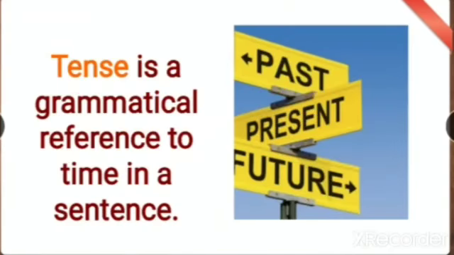Let's go to the definition of the word tense. Tense is a grammatical reference to time in a sentence. Now it is obvious that when we speak in any language, we use the words and we refer to the time of when we talk about actions that happen. Okay, so when we talk about the time in a sentence, now what do you mean by time? Time means whether you're talking about past, present, future.